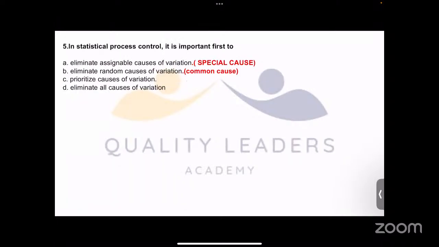Okay, let's move on to number 5. Statistical process control is important first to: A, eliminate assignable causes of variation, which is special cause; B, eliminate random causes of variation; C, prioritize causes of variation; and D, eliminate all causes of variation.